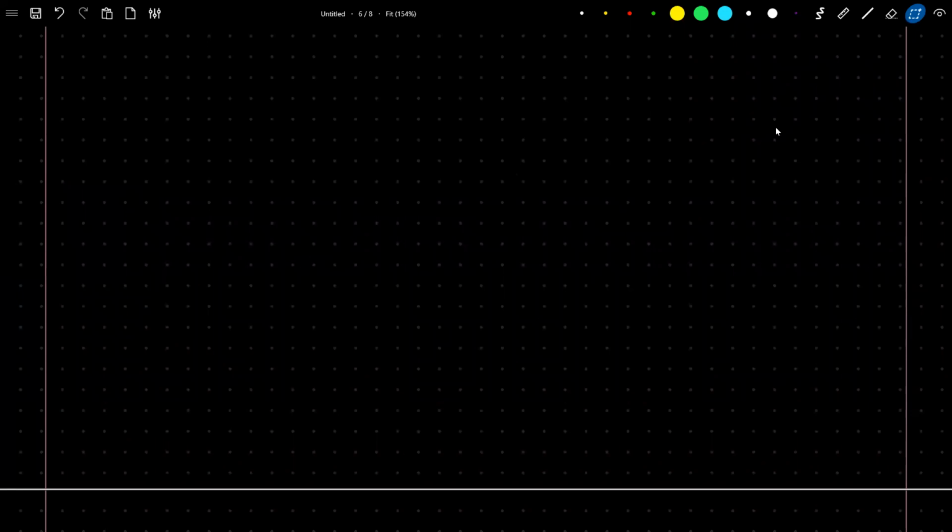Okay, so we're doing a two-sample t-test. We have independent samples. Now, they're independent because they're two different groups. If it's not two different groups, then that's what we call a paired t-test, which we'll get into in the next example.